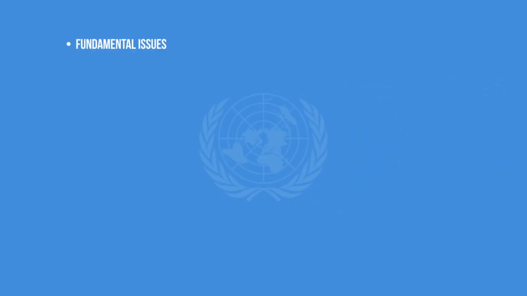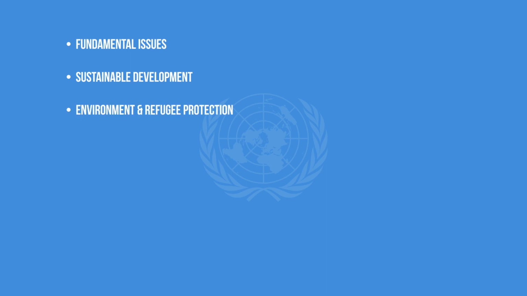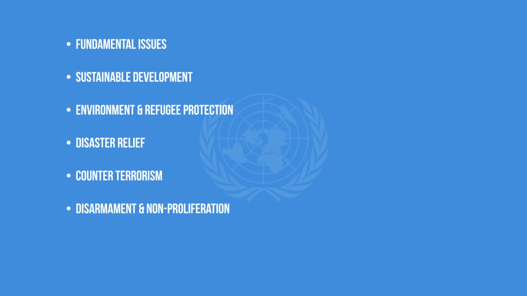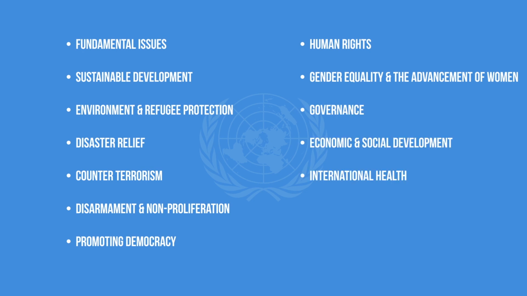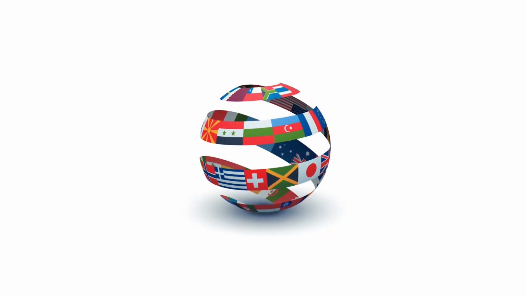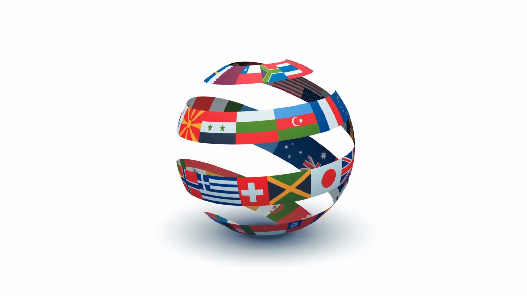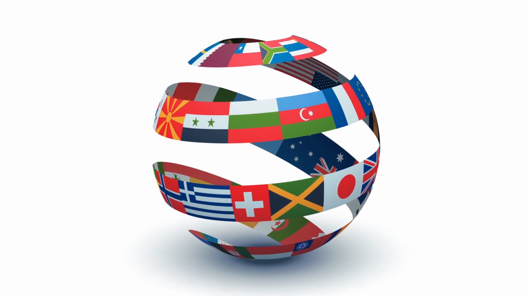The UN works on a broad range of fundamental issues, from sustainable development, environment and refugee protection, disaster relief, counter-terrorism, disarmament and non-proliferation, to promoting democracy, human rights, gender equality, and the advancement of women, governance, economic and social development, and international health, clearing landmines, expanding food production, and more, in order to achieve its goals and coordinate efforts for a safer world for this and future generations.